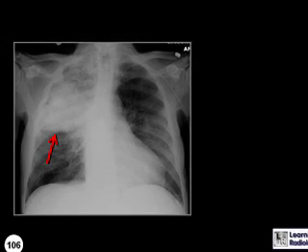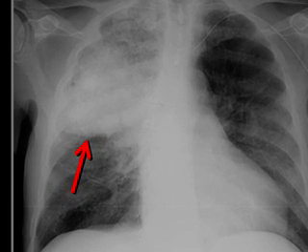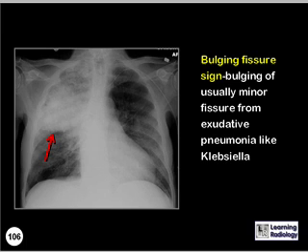What is the name of this sign? This is the bulging fissure sign, which is bulging of a fissure, usually the minor fissure, from a very exudative heavy pneumonia, such as that caused by Klebsiella.